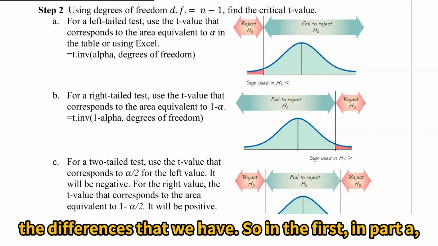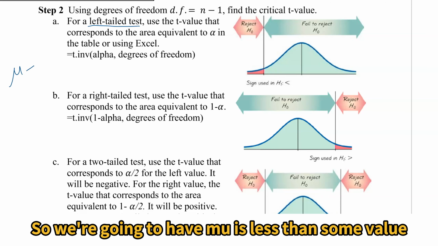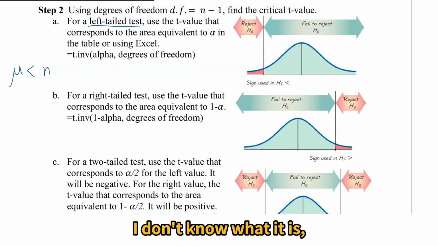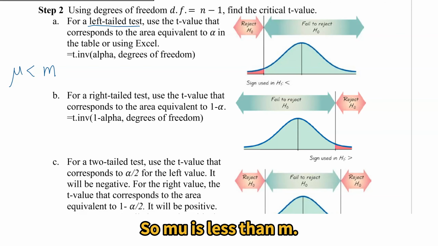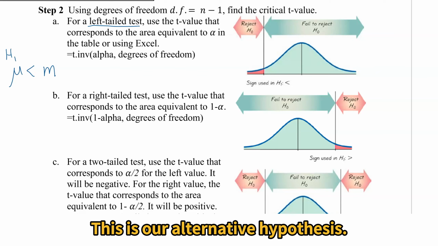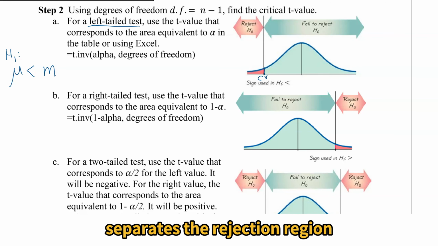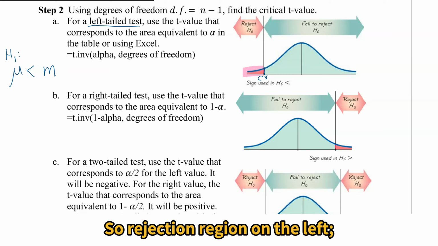So in part A, it's a left-tailed test, so we're going to have mu is less than some value that I'm going to call m. I don't know what it is, so I'm just going to pick a number at random, m. So mu is less than m. This is our alternative hypothesis. And then our critical value here separates the rejection region from the non-rejection region. So rejection region on the left, non-rejection region on the right.